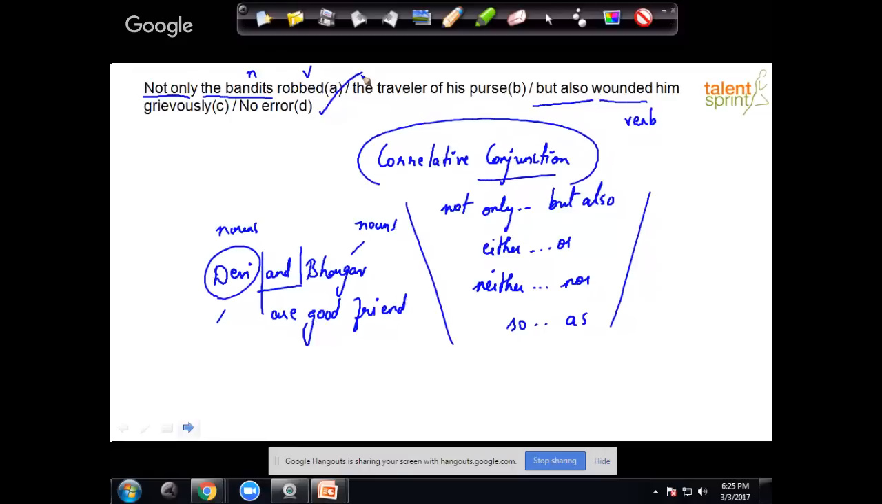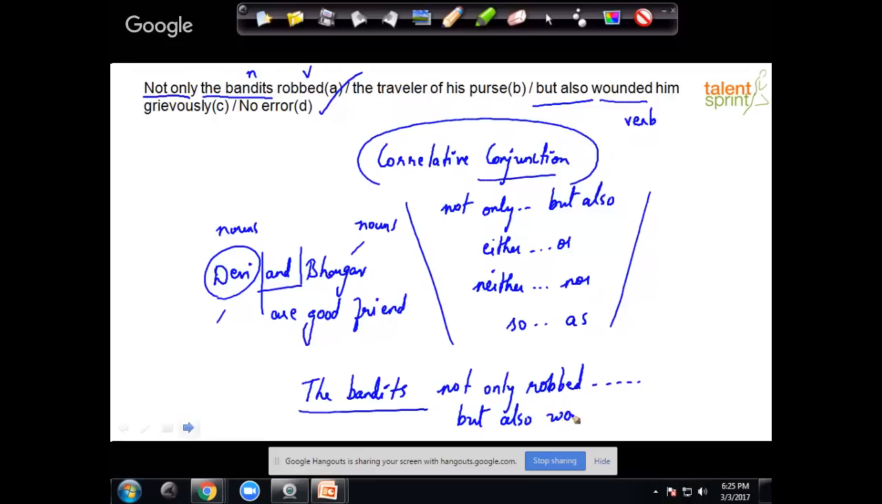So the error is in part A. All I will do is say, the bandits, right? Start with the subject. The bandits not only robbed the traveler, but also wounded him. So here, if you see what's happening, "not only" is followed by the verb, "but also" is followed by the verb. So there is some sort of a parallel construction. That's what I'm talking about, right? So when you have correlative conjunctions, what you need to look for is: is there parallel construction?